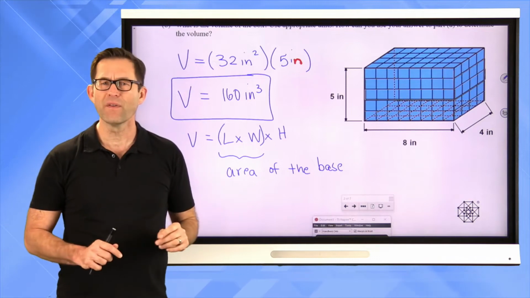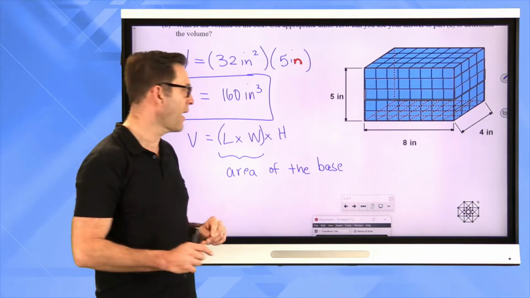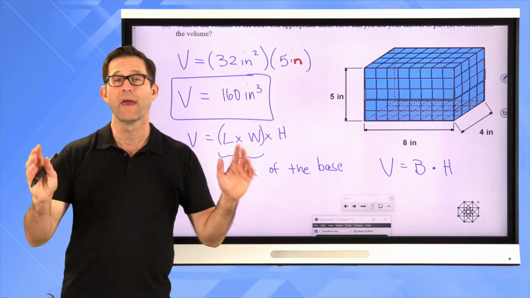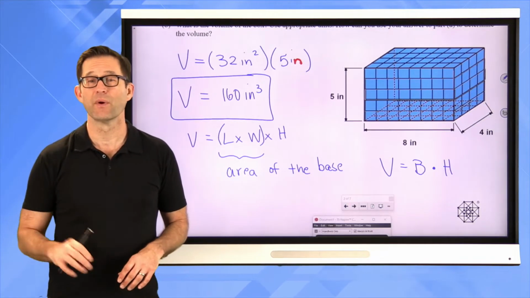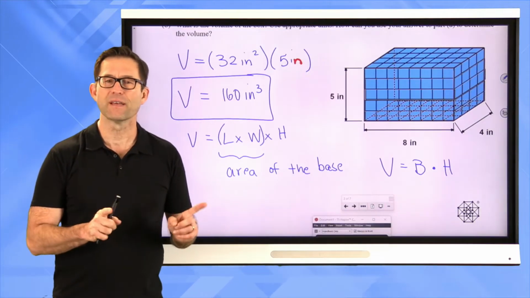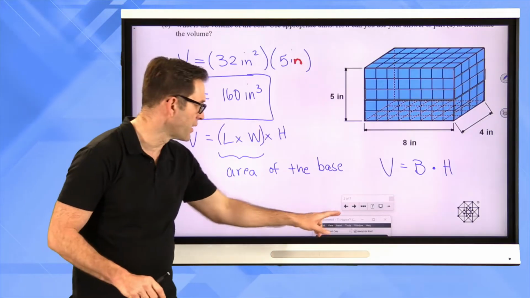So it should make all the sense in the world that we can calculate the volume of this thing by taking that area of the base and multiplying it by the height. Now again, if you're like, hey, I don't need to know that, I can just do length times width times height, that's fine. But at the same time, there's a bigger picture here.